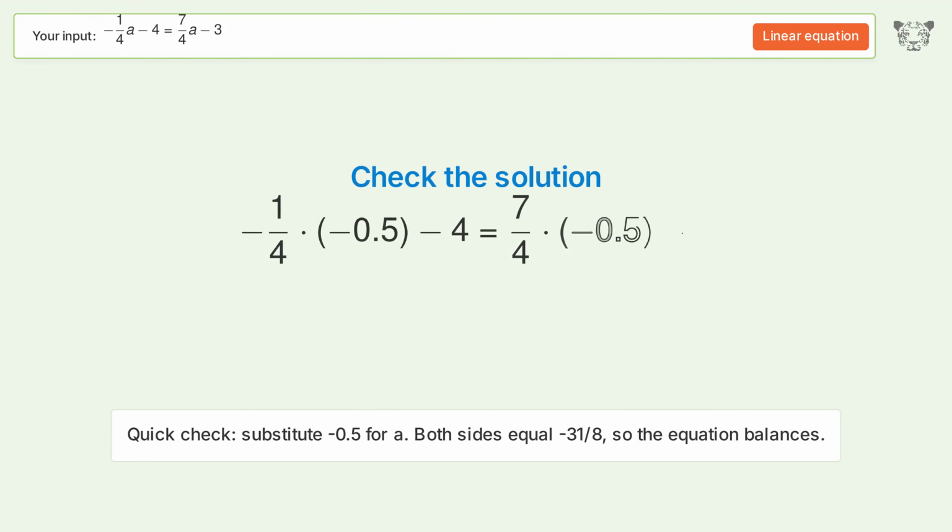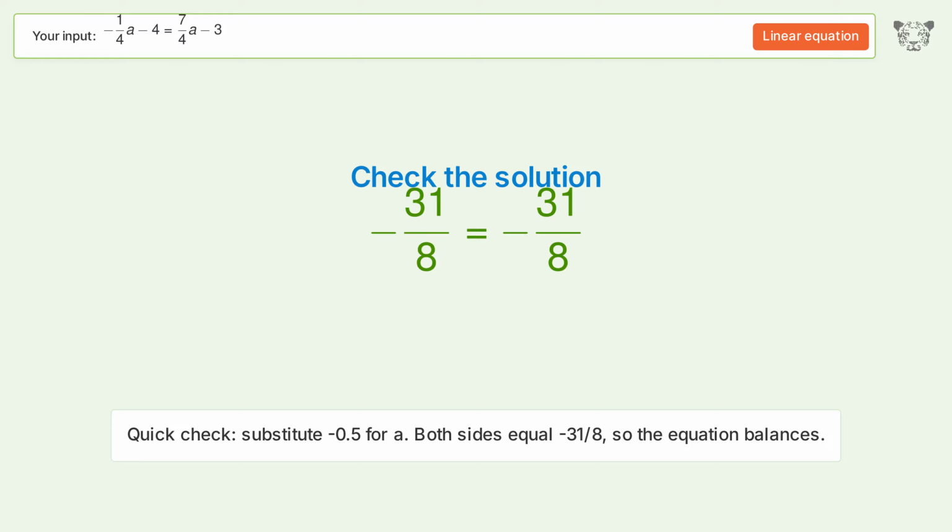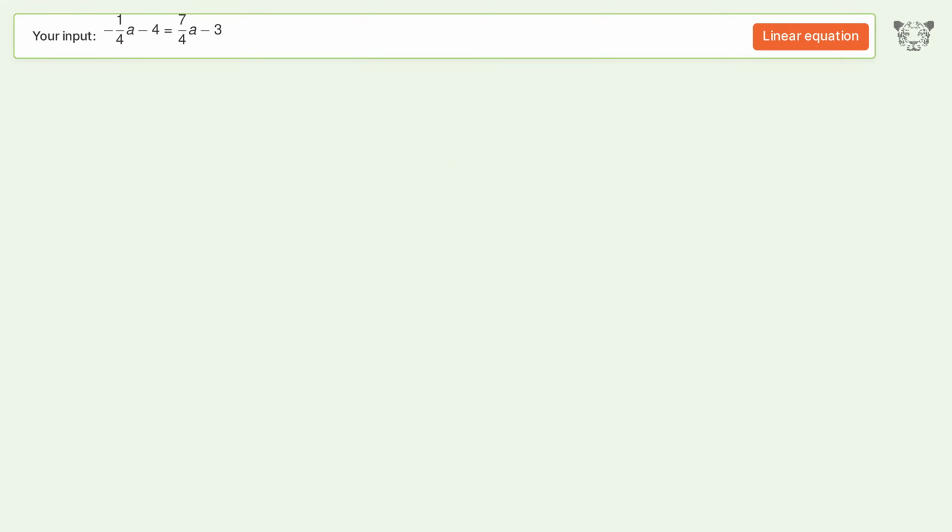Quick check. Substitute negative 0.5 for a. Both sides equal negative 31 over 8, so the equation balances. So, a equals negative 0.5.